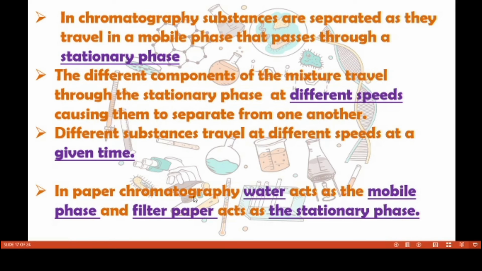So in paper chromatography, water acts as the mobile phase and the filter paper acts as the stationary phase. Stationary phase means it is in a standard position. Mobile phase means it will travel at a different speed.